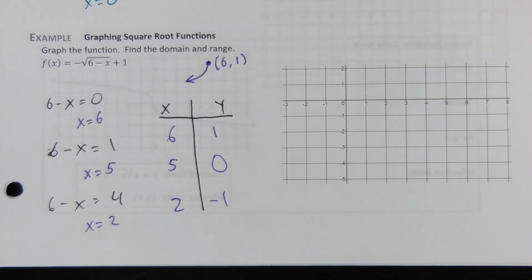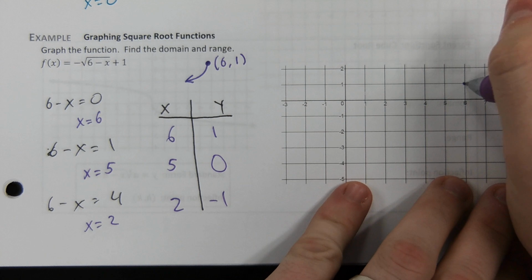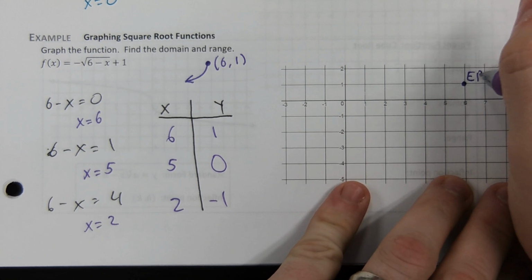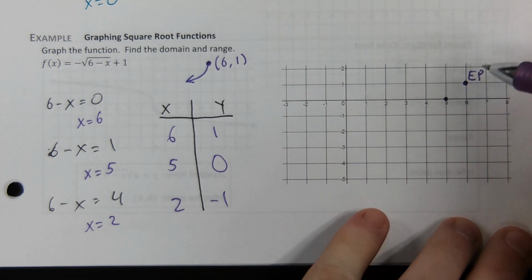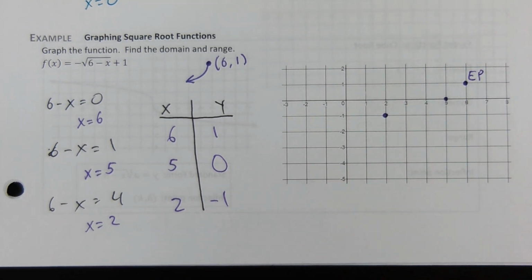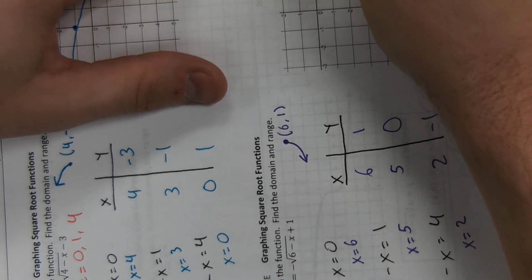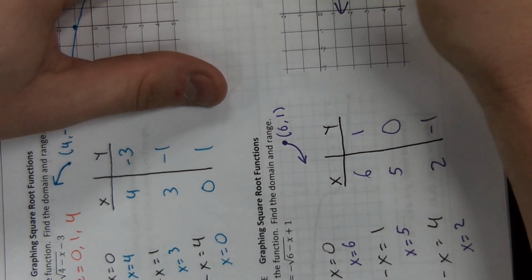Those are your 3 coordinates. 6, 1 is your end point. So I'm going to put a little EP there so I know not to draw my arrow that direction. 5, 0. 2, negative 1. And then I'm going to do my best to connect my dots. I draw these things better sideways. Something like that.